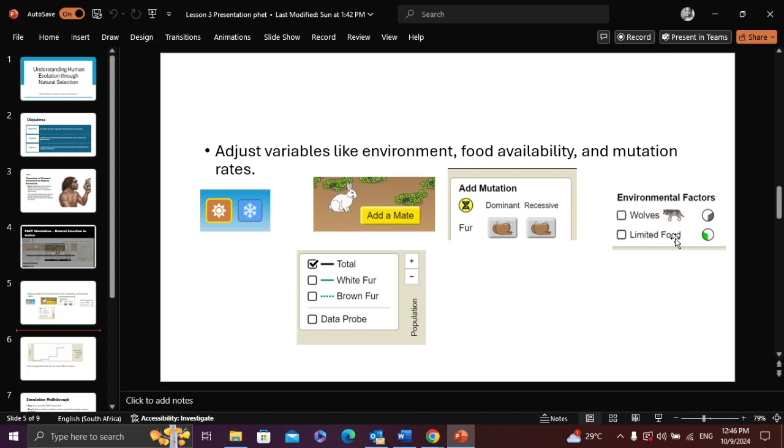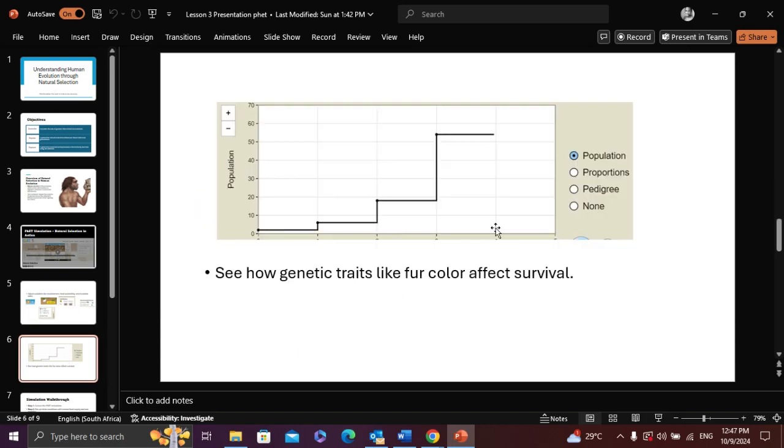Then, as you can see here on the environmental factors, we have wolves and limited food. Wolves are the predators that will eat the rabbits, and limited food is the food that is found in the environment. Then here is where you manipulate your graph, whether you want the total number of rabbits to be shown, or you just want the white fur or the brown fur number of rabbits to be shown. Now, as you can see on the next slide, there's a graph there. This graph only shows the total number of rabbits being displayed on the screen. And then see how genetic traits like fur color affect survival.